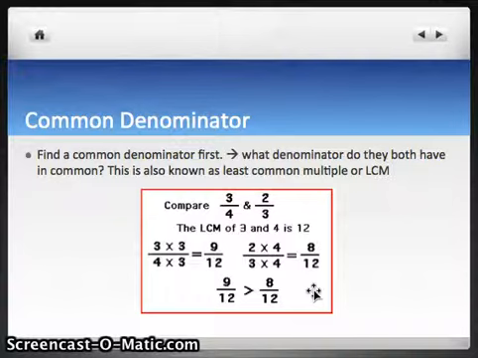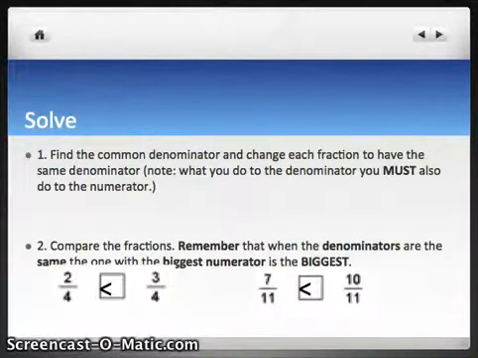In order to decide which fraction is bigger, once you have the same denominator, the one with the biggest numerator is the biggest. So in this case, 9/12, or 3/4, is greater than 8/12. First, you need to find the common denominator and change each fraction to have the same denominator. Remember, what you do to the denominator, you must do to the numerator.